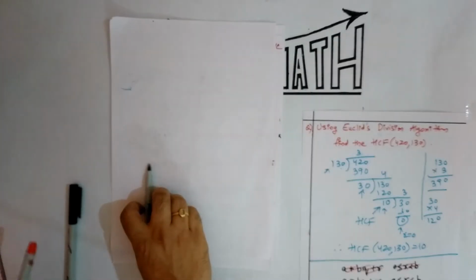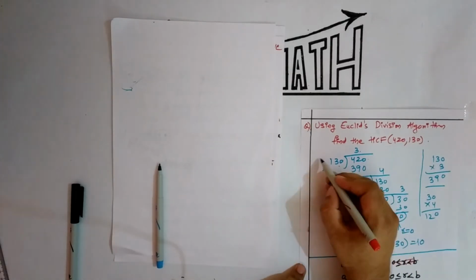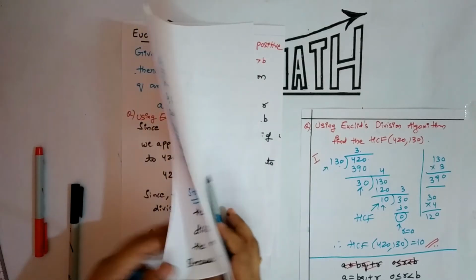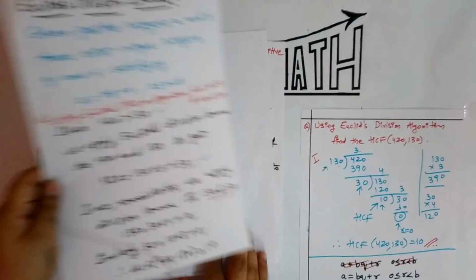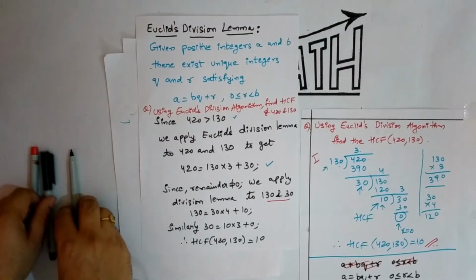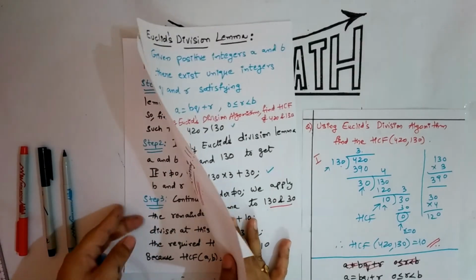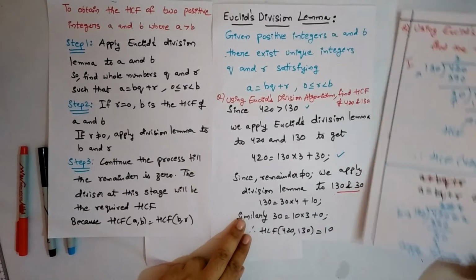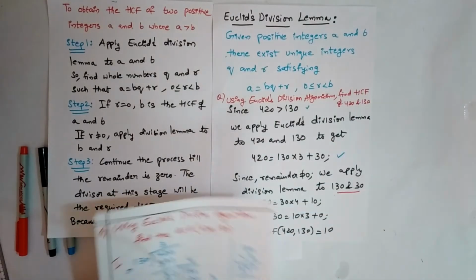So what you can do is, you can either follow this method, the first method, where you will write the steps from here to here and you will stop here. You will say therefore HCF of 420 and 130 equal to 10. Or you can follow another method. I am just showing you the method here. This is using the steps of the algorithm.